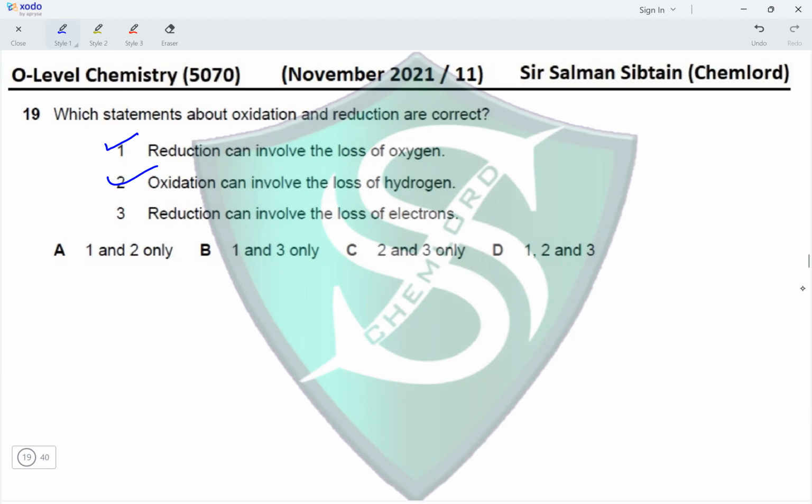Statement 3: Reduction can involve loss of electrons. No, loss of electrons takes place in oxidation. So statement 3 becomes incorrect, making statements 1 and 2 correct, which results in option A becoming the correct option for this question.